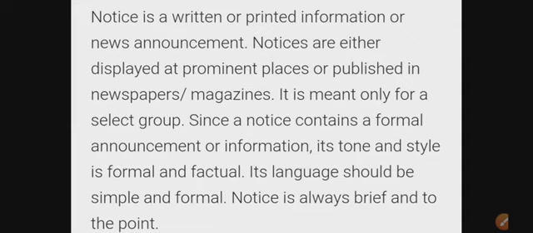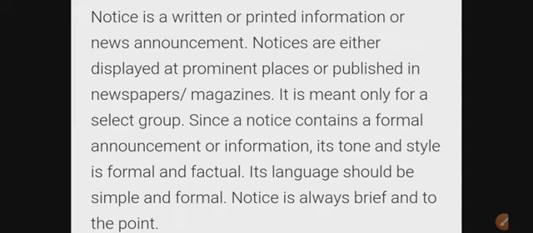All right. So, notice formally is a written or printed information or news announcement. Now, notices are either displayed at prominent places or published in newspapers or magazines. It is meant only for a selected group. Suppose a notice is from the police department, meant for all the employees, so it is for the employees of the police department. If the electricity department announces a notice, then it is for all the electricity users of a particular area. So a notice is for a selected group or selected community.